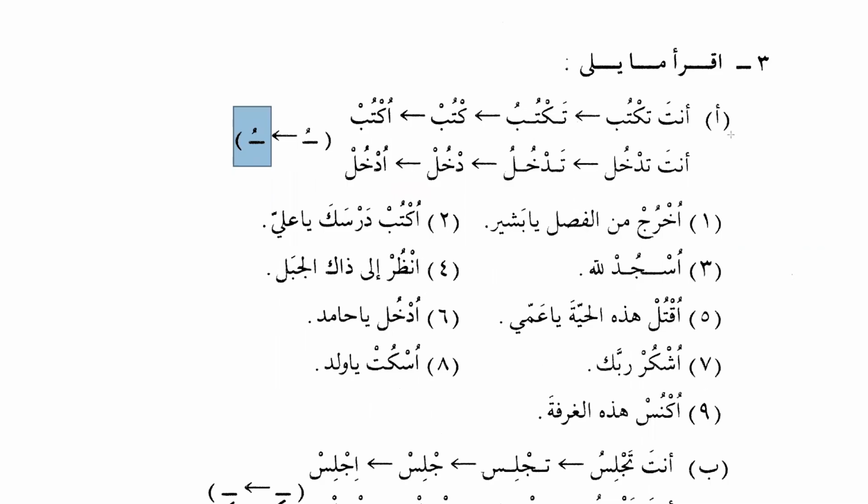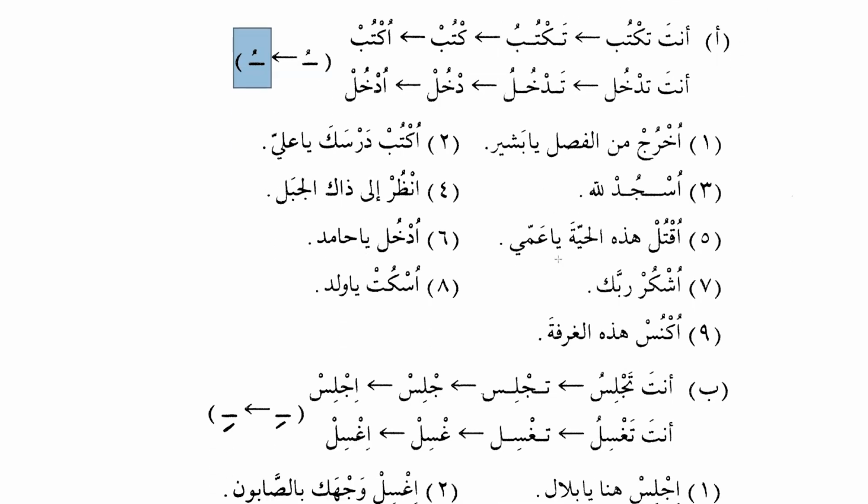And all of these examples here, it just wants you to read. Leave the class, Bashir. Write your lesson, Ali. Prostrate to Allah. Look at that mountain. And so on. You guys just have to read it. And again, for ba, exactly the same principle, guys. But this time, we're looking at a verb when the ayn al-fi'l is what, guys? Maksura, yeah. Tajlis, jlis, ijlis.